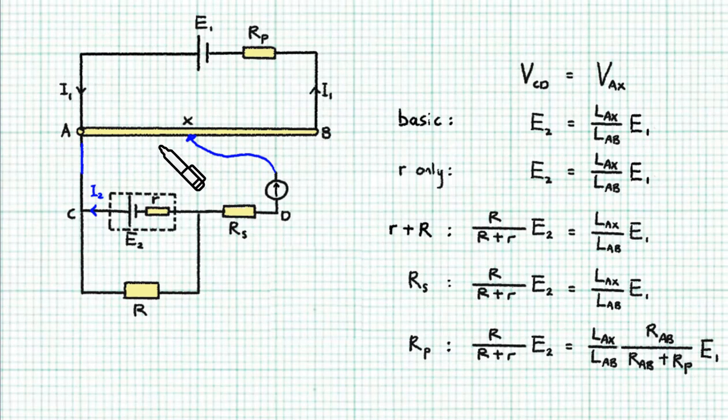This is because at null deflection, there's no current flowing in these two wires. So connecting these two wires did not change anything in the entire circuit. And then we happily equate VCD to VAX.